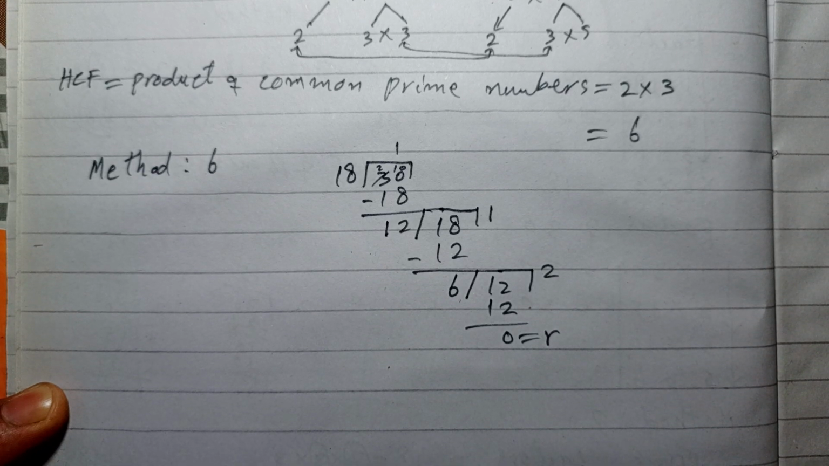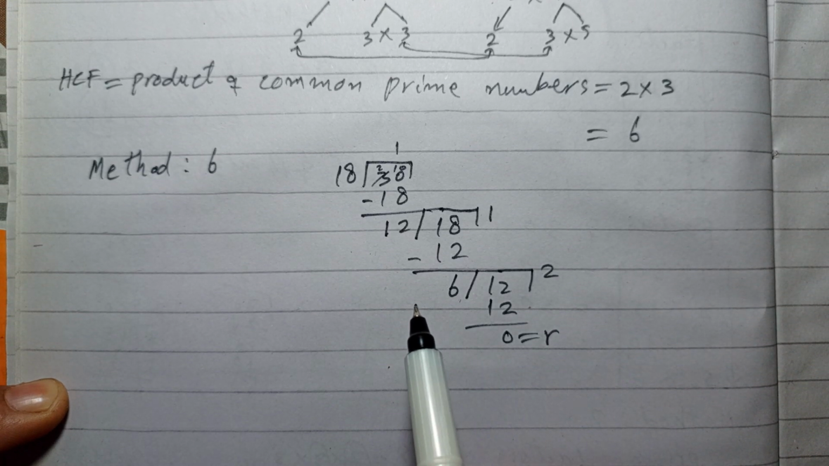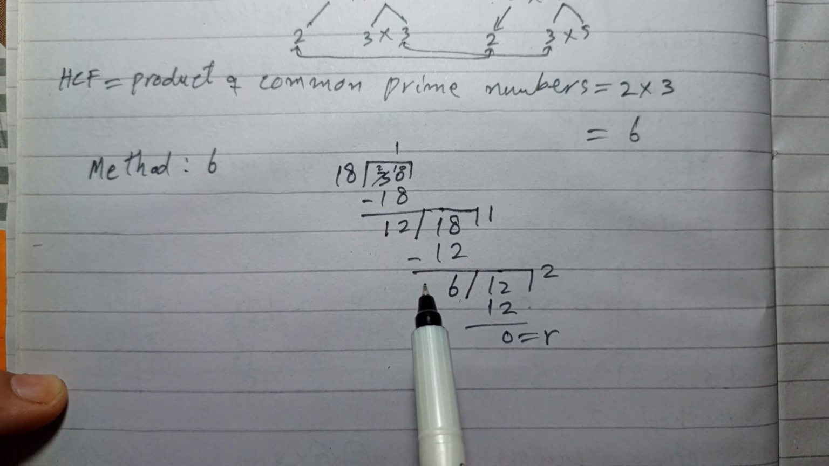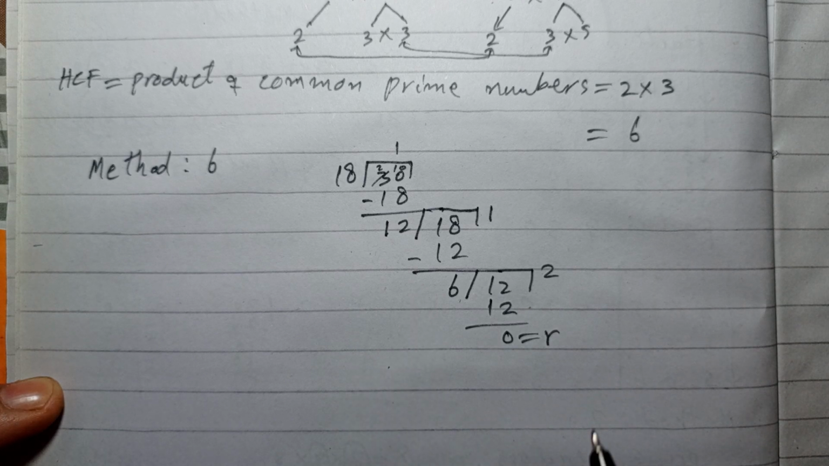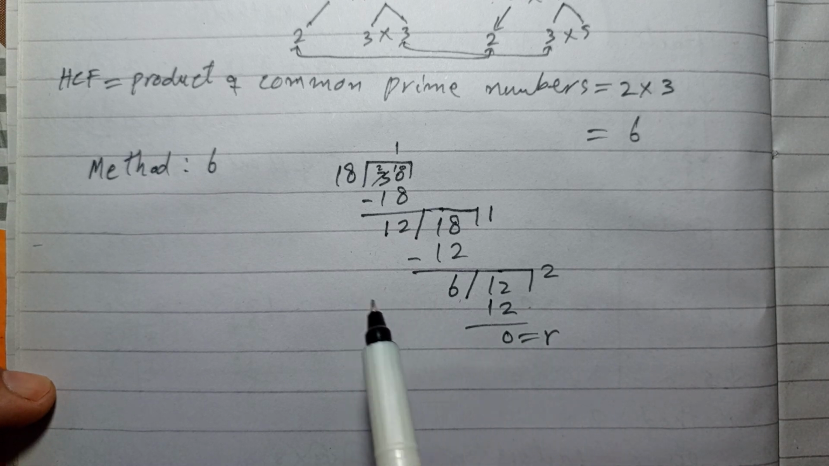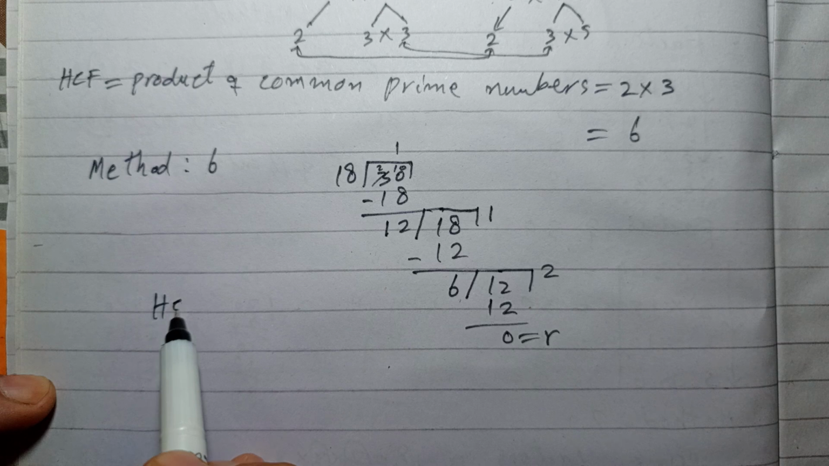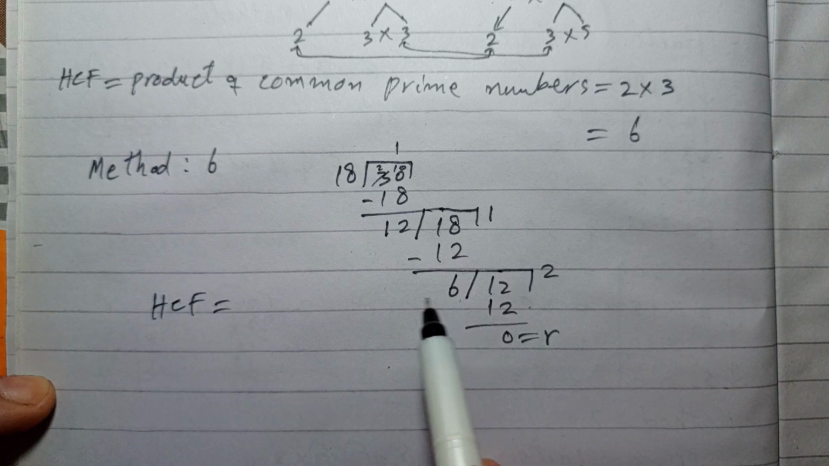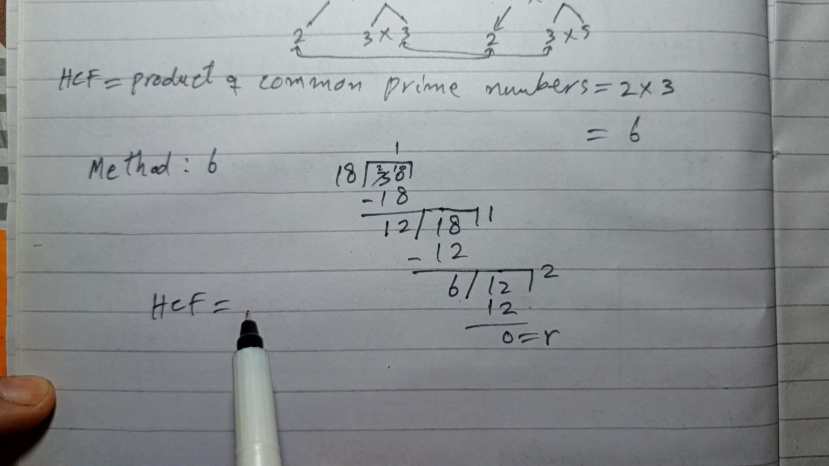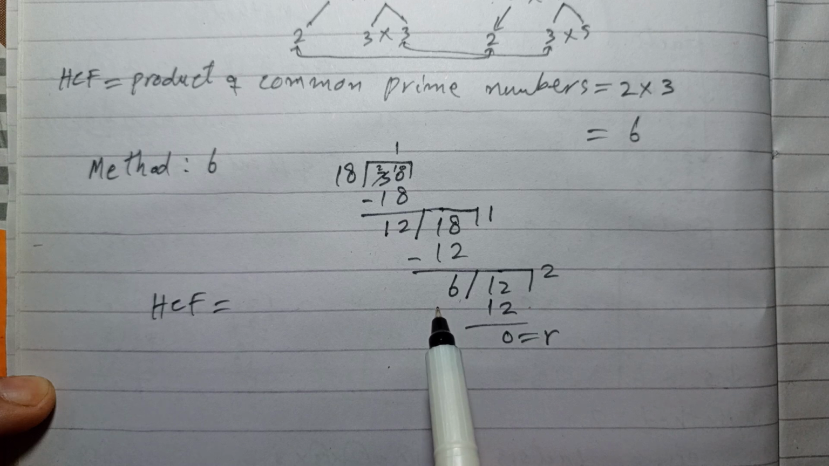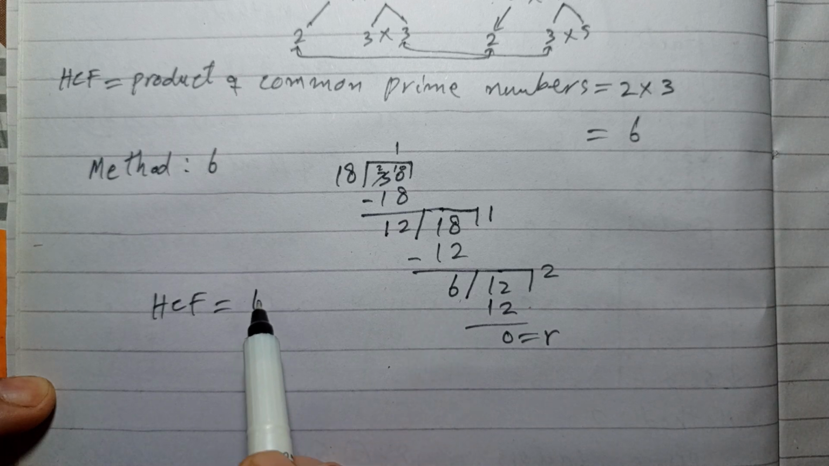To find the HCF of any two numbers, you can also find the HCF of 3 numbers, 4 or 5, any number of numbers. Now see here, 6 has divided at the end, so HCF is equal to this 6, the number which has divided at the end of all the numbers, that is called HCF. So 6 is our HCF.